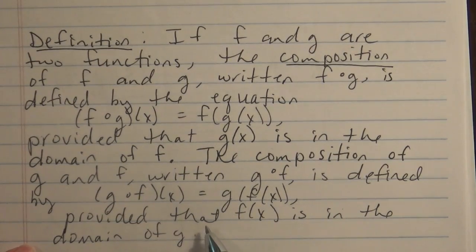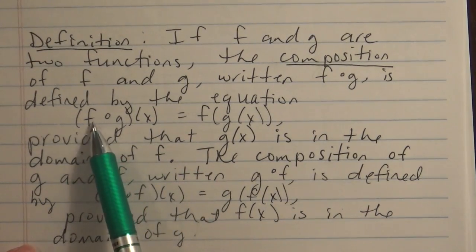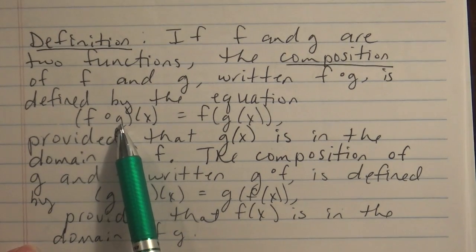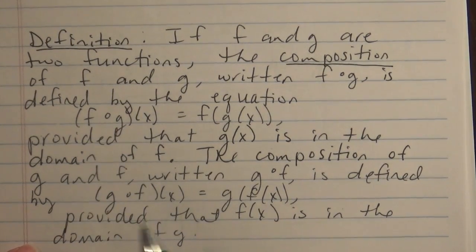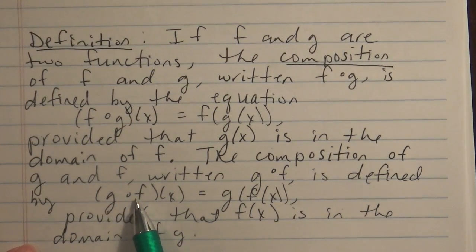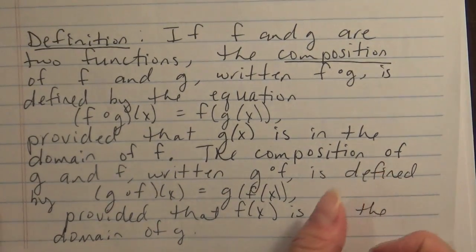So what this is really saying is that when you see this notation f composite g, this means that you're going to put the g function inside the f function. When you see the notation g composite f, this is asking you to put the f function inside the g function. Cool, so let's look at some examples of how this is going to work.